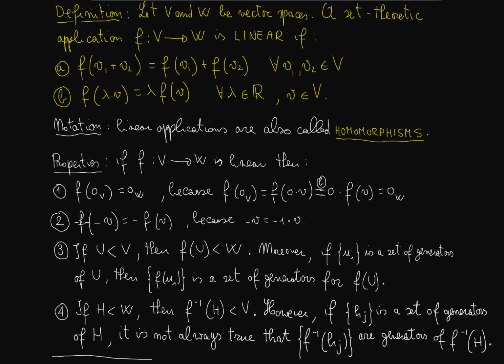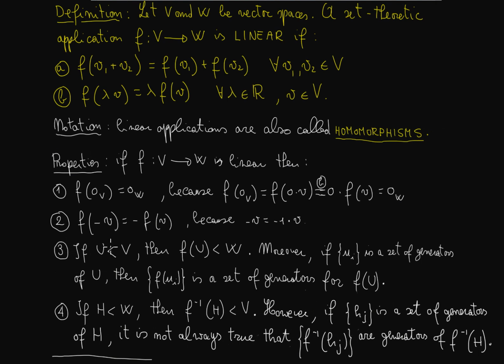Property 2: f applied to the opposite of v is the opposite of the image, negative f of v. This is because of the same argument as in property 1, and noticing that the opposite of v can be written as v multiplied on the left by a scalar, namely the scalar negative 1 in the field we are considering.